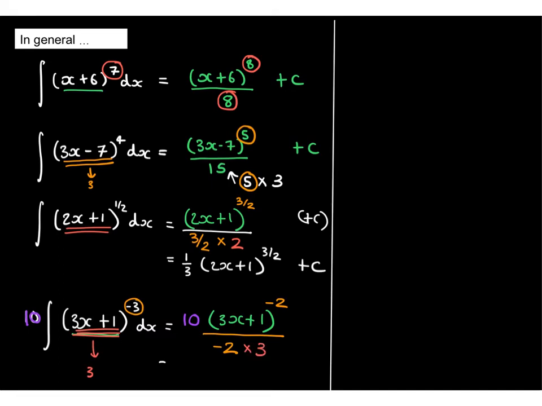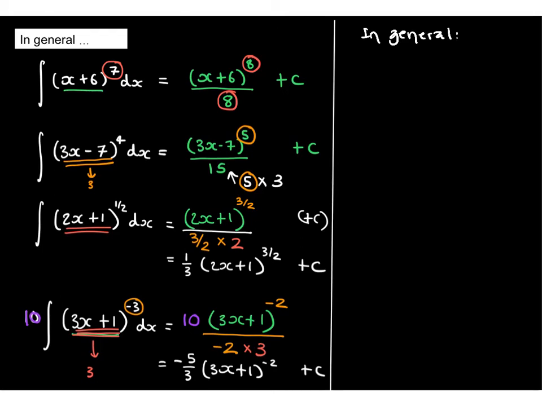And so this leaves us with a final answer of -5/3, (3x + 1)^-2, and of course there's a plus c as well. And if you check back, this matches the answer we got for the last example. So we want to generalize this.